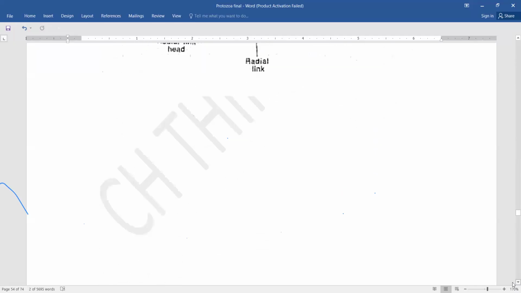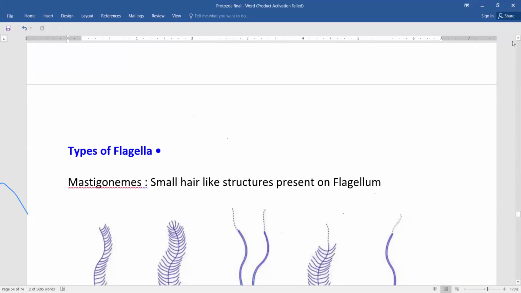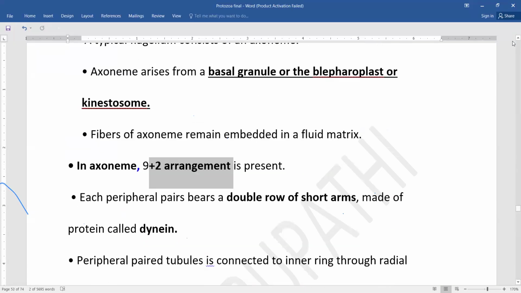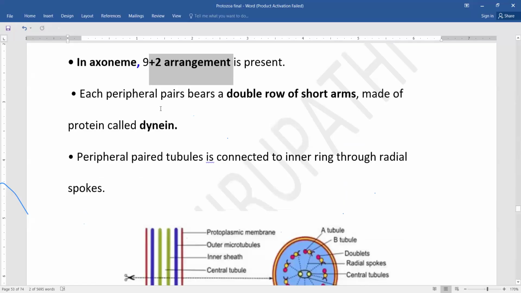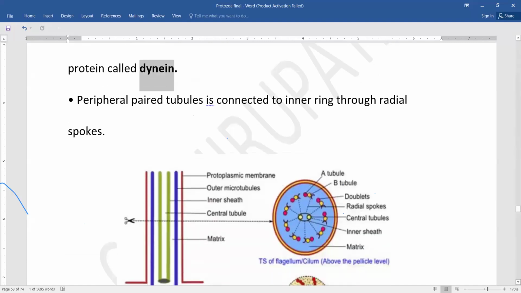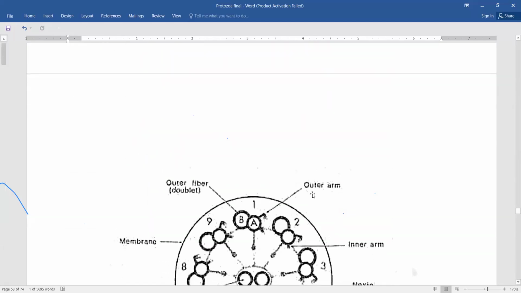Now let's see the points. Yes, 9 plus 2 arrangement. Each peripheral doublet bears a double row of short arms made up of the protein dynein. So these are dynein proteins. So there are 2 arms, and that is important, we remember. So outer arm and inner arm. For each, outer and inner, they are nothing but dynein proteins.